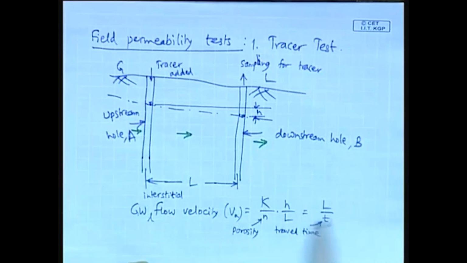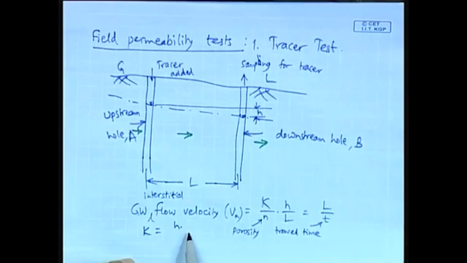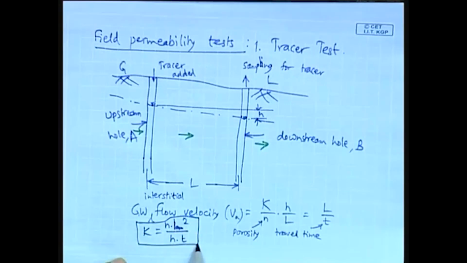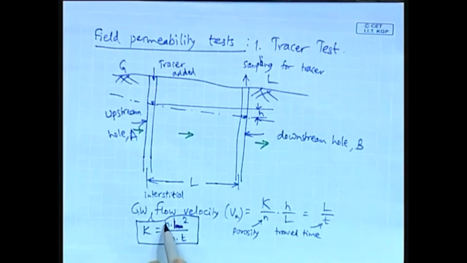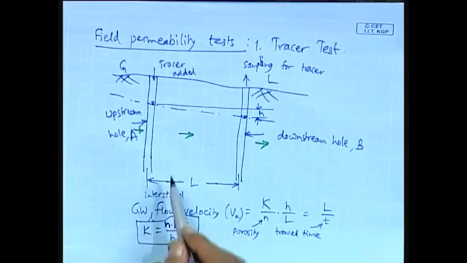And so, by equating these two expressions, from this expression we get K is equal to, I am sorry, N into L square divided by H into T. That is, the hydraulic conductivity K is given by the porosity of the soil or rock sample N multiplied by the square of the distance between the two holes, the one at the upstream and the one at the downstream.